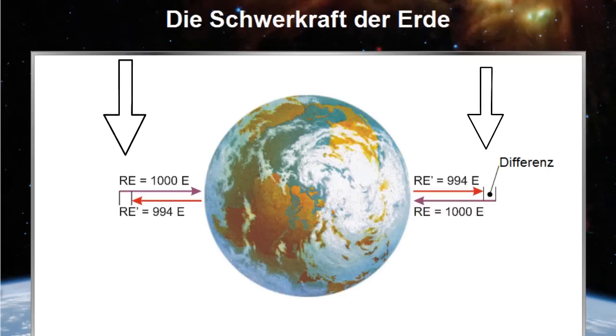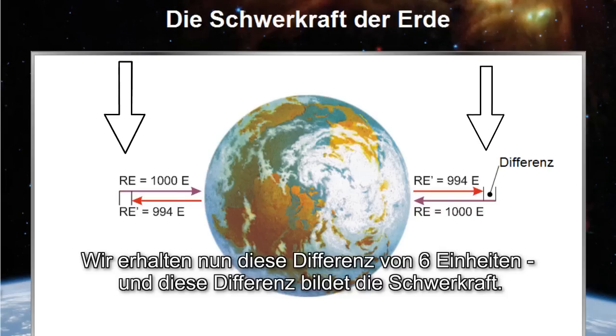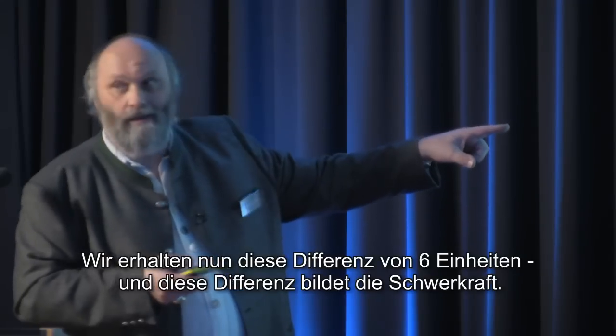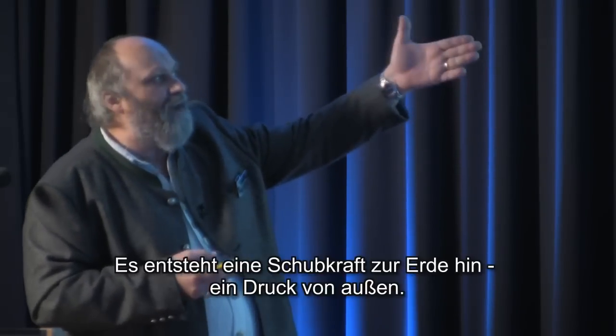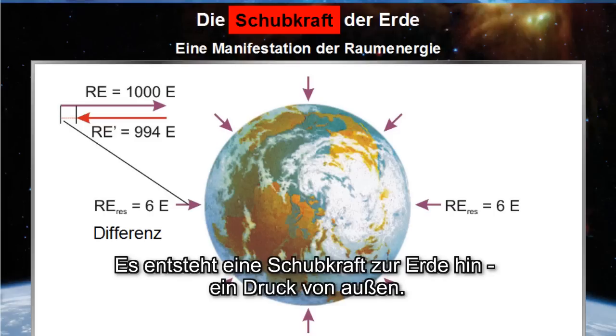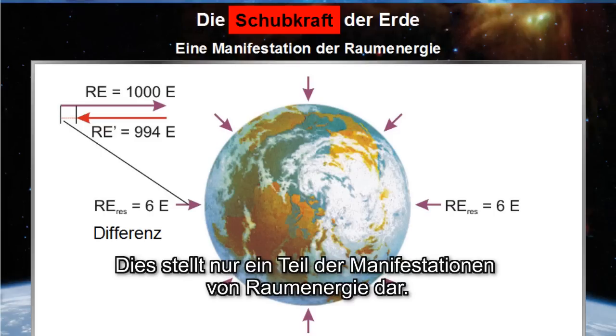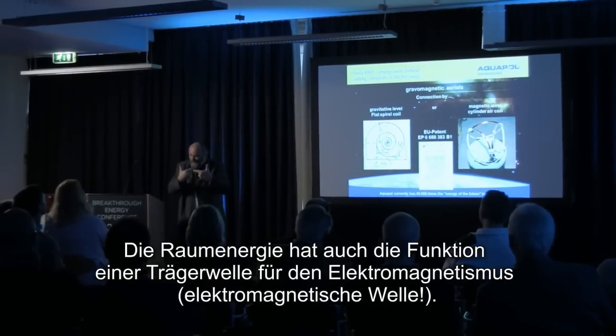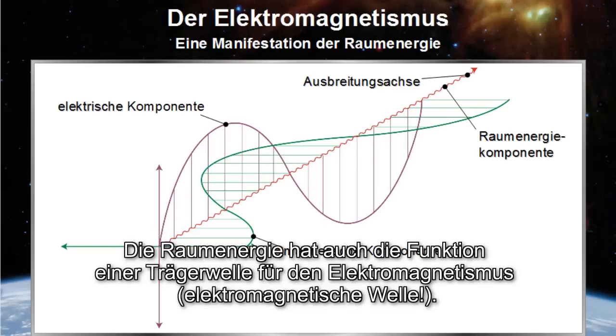So now this difference is missing, these 6 energy units. And this difference is the gravity. It's a drive of the Earth, right? It's the pressure. So this is a part of a manifestation of space energy. So the space energy has the function of a carrying wave in electromagnetic.